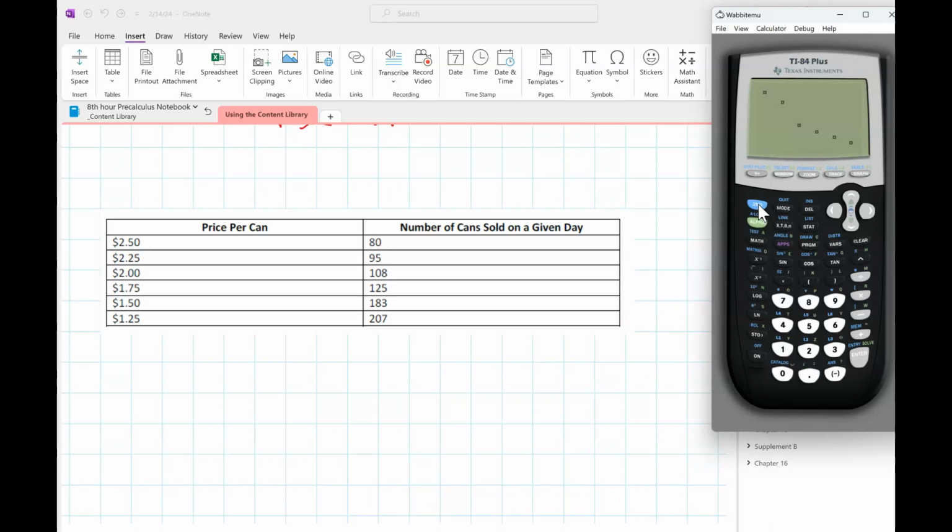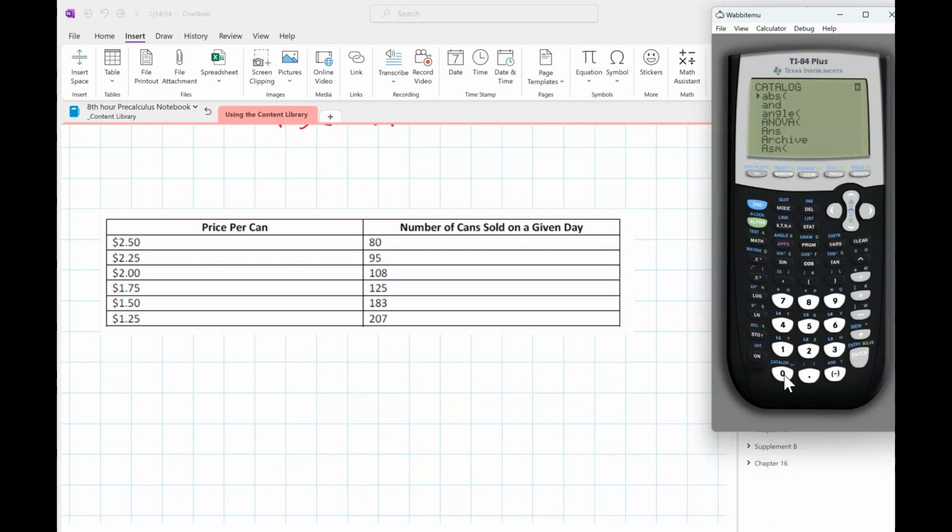The command we're looking for is called diagnostic on. So I'm going to exit out of here, so second, mode. And then I'm going to open the catalog by pressing second and 0. The catalog is a list of every command on your calculator in alphabetical order. The command we're looking for is diagnostic on.